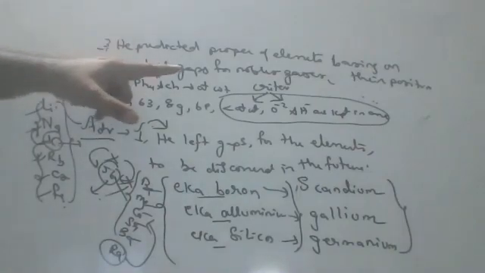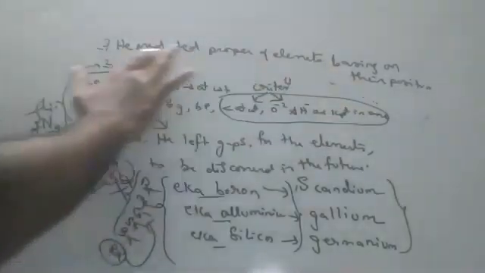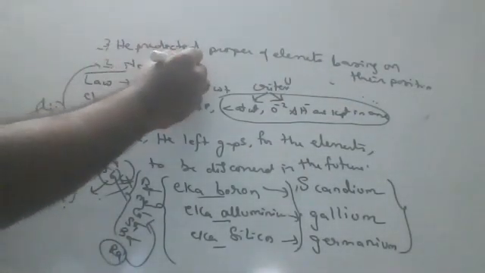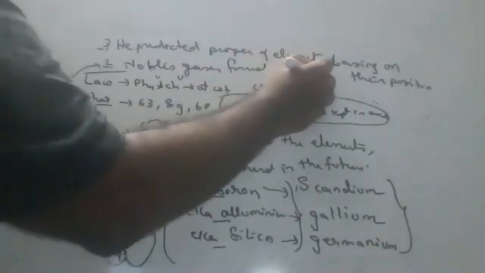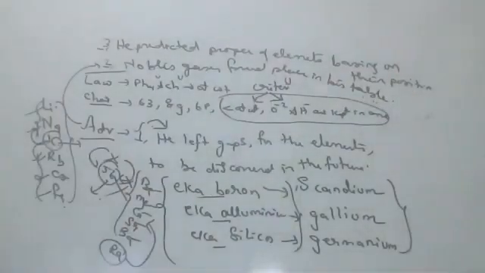Instead of saying he left gaps, we can say like this also: noble gases found place in his table. You better write like this. Because when they identified noble gases, they could easily adjust in his table.